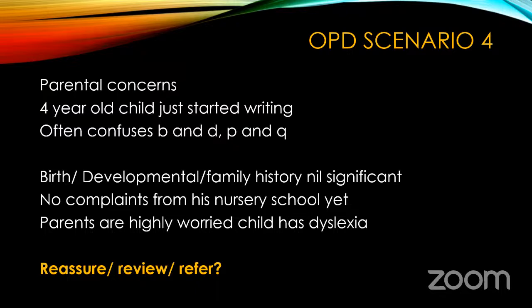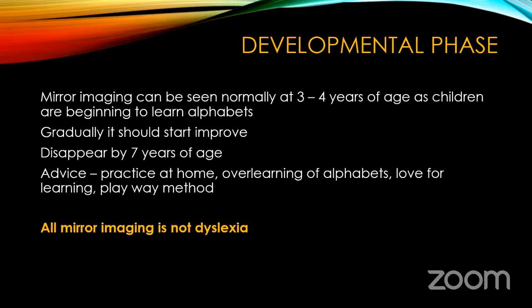So same thing again. Mirror imaging can be normally seen between 3 to 4 years of age as the children are beginning to learn alphabets. Gradually, it should improve and disappear by 7 years of age. So we need to just reassure depending on other symptoms. So all mirror imaging is not dyslexia. It depends on the age of the child and whether the things are getting better. Simple advice about how to overlearn the alphabet can be given to a concerned parent.